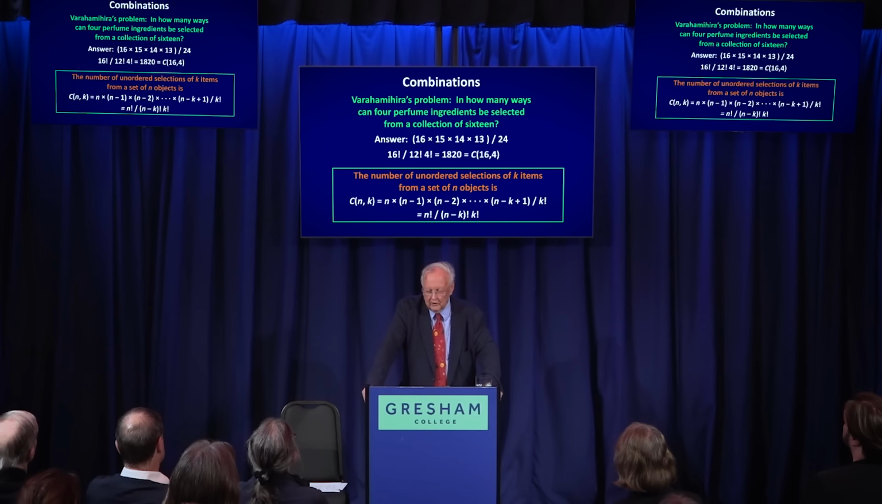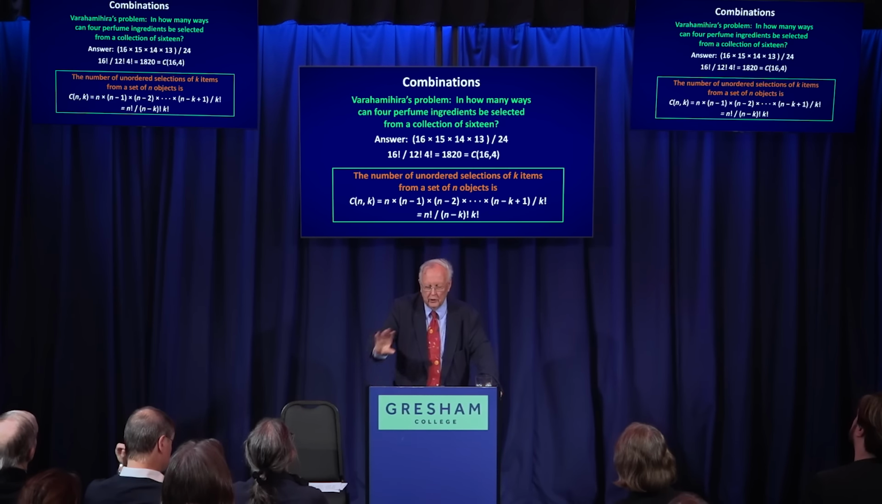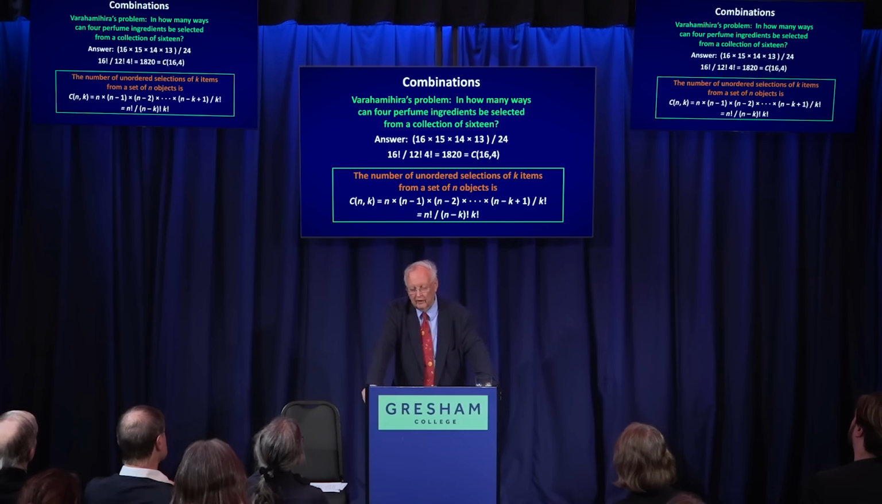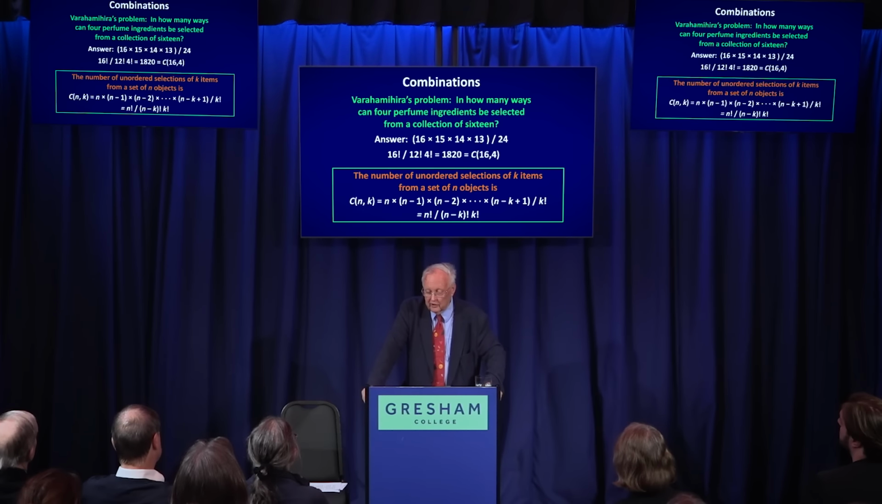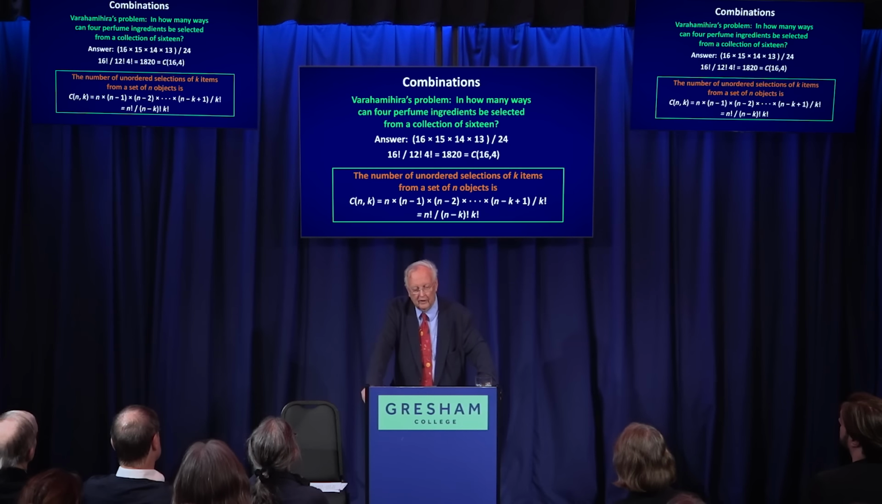But here the order doesn't matter. The 4 ingredients can be chosen in any of the 4 factorial, 24, ways, all giving rise to the same selection. So for the number of possible different selections, we divide by 4 factorial, giving 1820 as the answer. And in general, the number of unordered selections of k items from a set of n objects is this result. And as before, we denote it by Cnk.